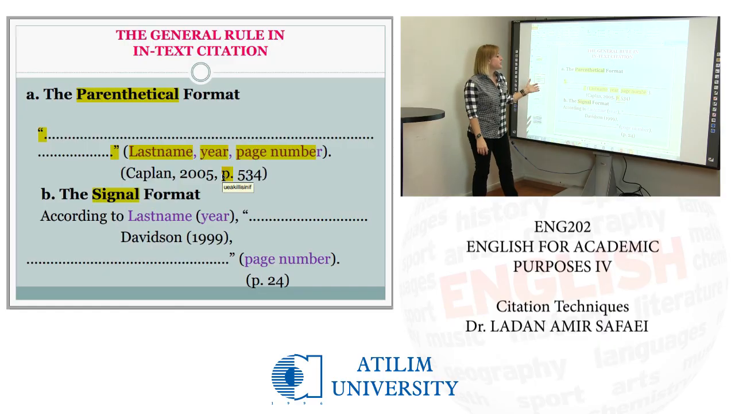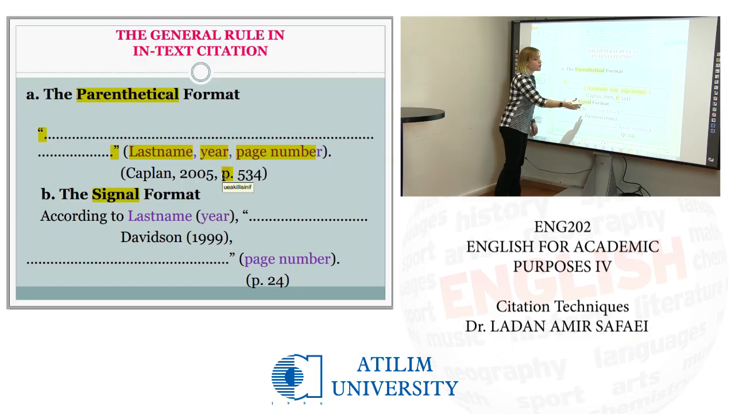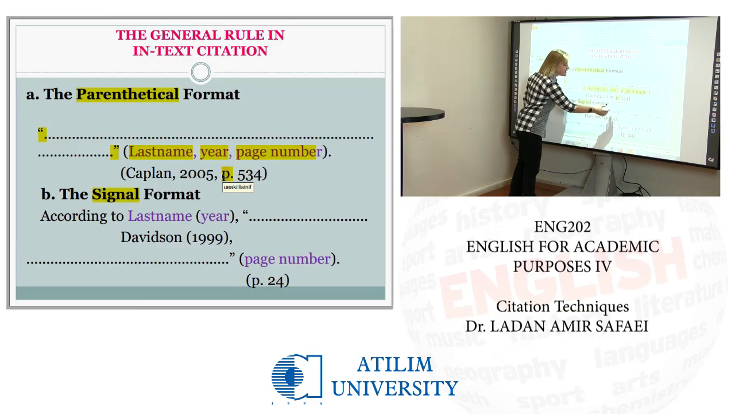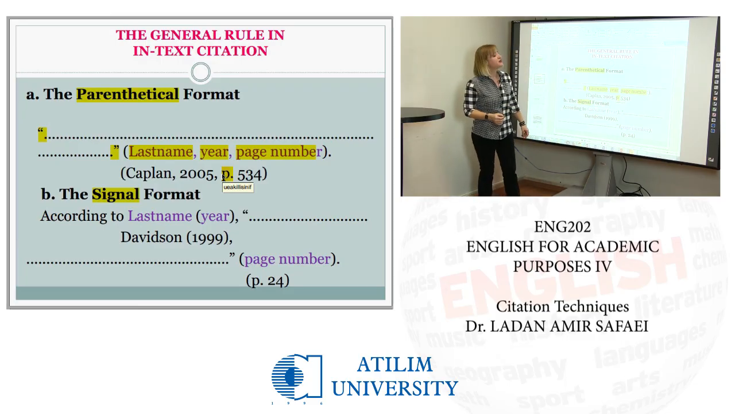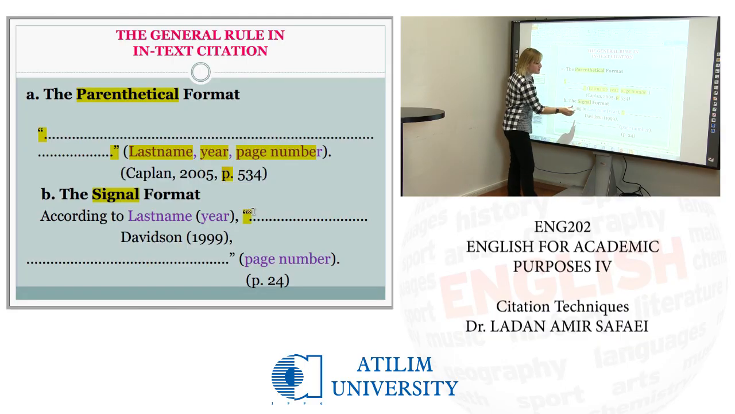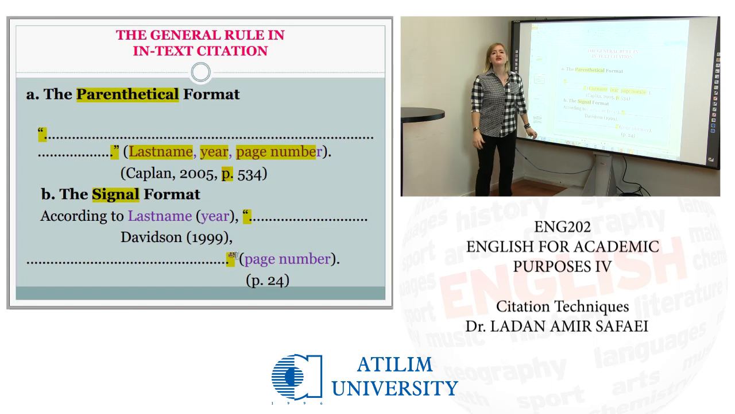In signal format, we start our citation with the name and the year of that external source. How do we do it? We write according to, or as X states or claims, and after according to we write the last name of the author. We have the year just after the last name in parentheses. We have a comma, then we start our citation by giving the quotation as you see over here. We finish the information with a comma again, and then we have the page number, as I told you before, P dot and then the page number, and you finish your in-text citation in a direct quotation manner.